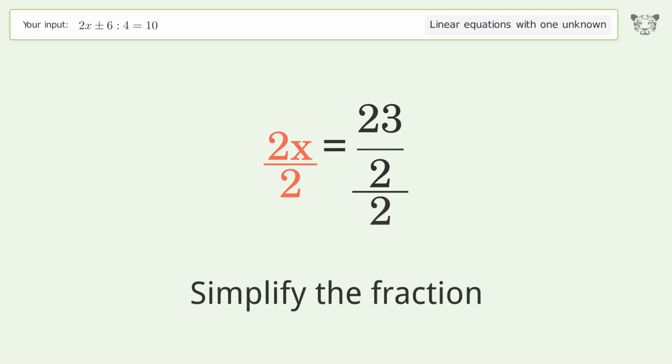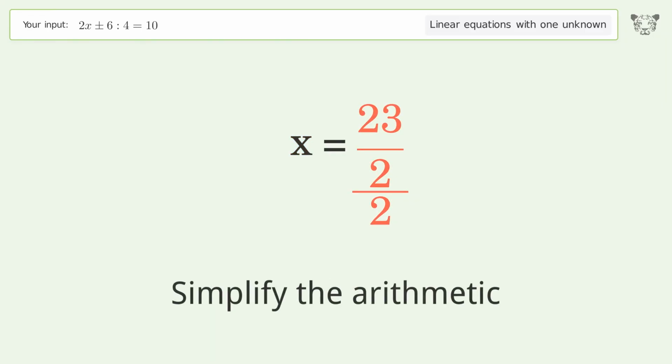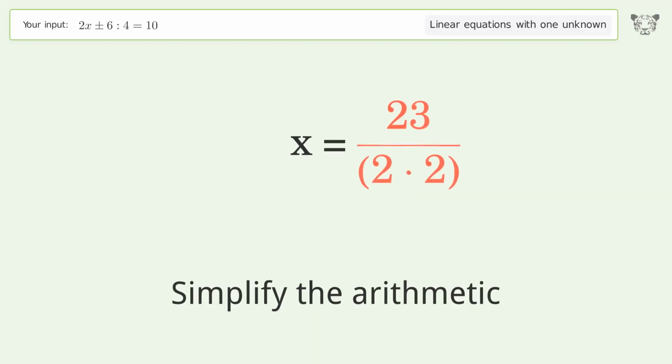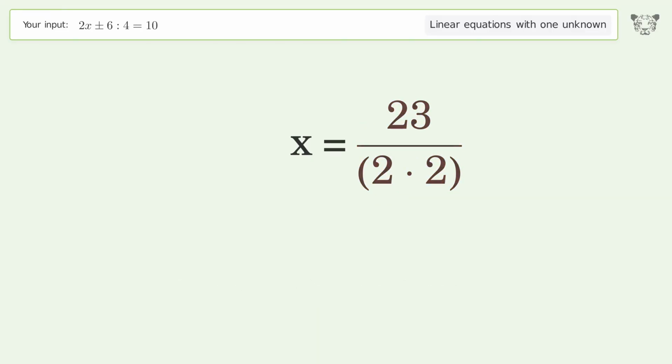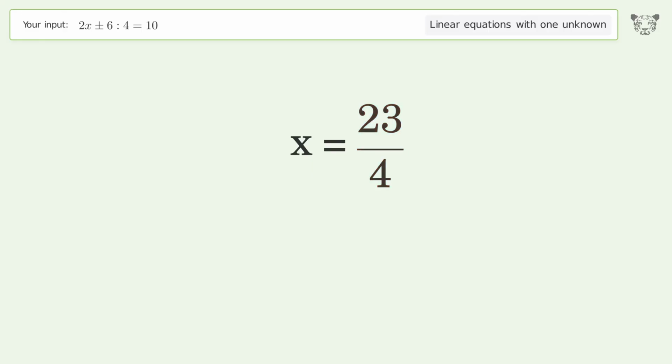Simplify the fraction. Simplify the arithmetic. And so the final result is x equals 23 over 4.